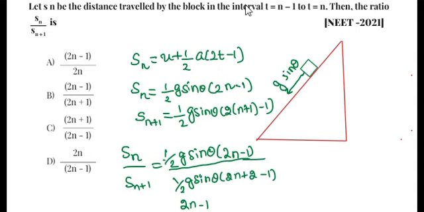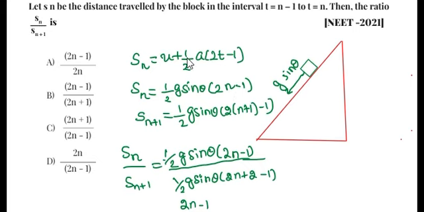A small block slides down a smooth inclined plane starting from rest at time t is equal to 0. Let Sn be the distance travelled by the block in the interval t is equal to n minus 1 to t is equal to n. Then the ratio Sn divided by Sn plus 1 is? So for Sn, this is u plus 1 by 2 a of 2t minus 1. For nth, for Sn, it is 1 by 2 g sin theta of 2n minus 1. Instead of t, we can take n.